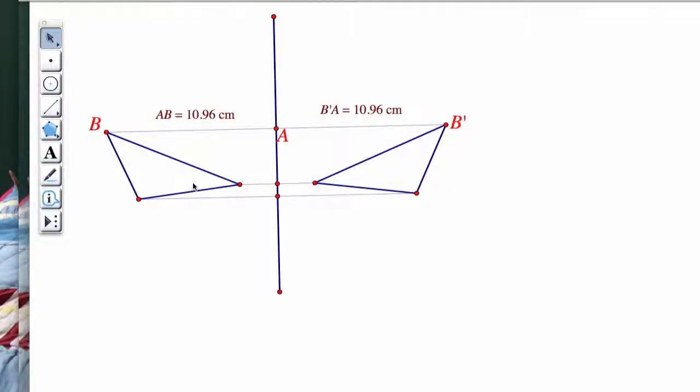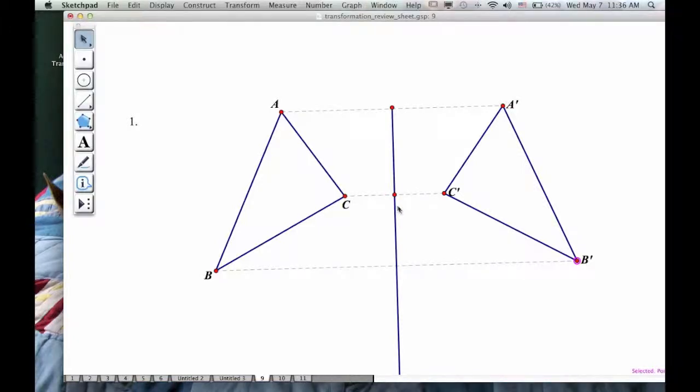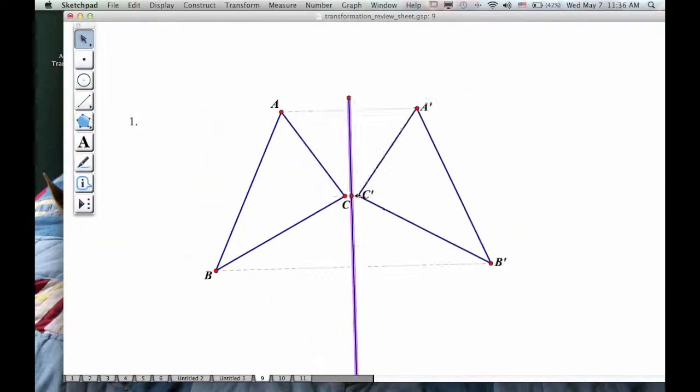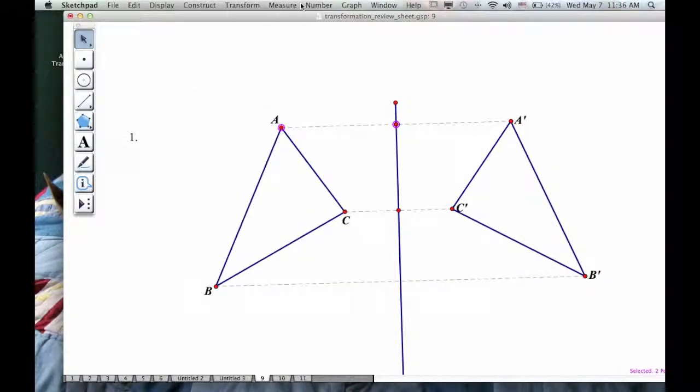So a way you can tell if it's a reflection is if the length from a point of the triangle to the line of reflection is congruent. This is how you reflect a triangle, as you can see by the line. If you move the line of reflection, the triangle gets reflected along with it. Another way is to measure the distance from the point of the triangle to the point in the line of reflection. The distance between A and D and A prime and D should be the same. As you can see, it's congruent.